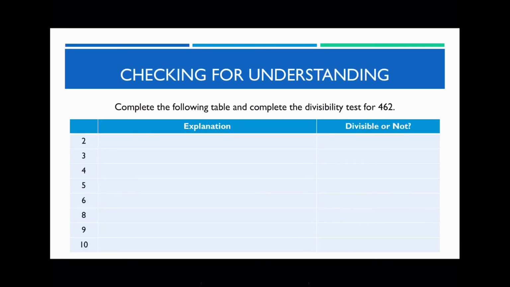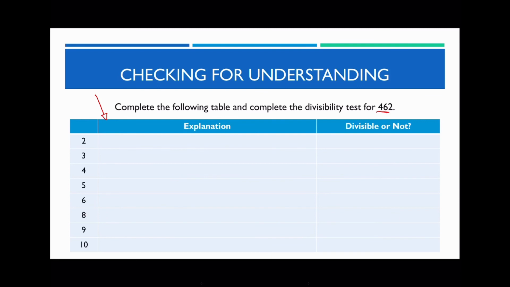Alright, again, what I'd like you to do is please pause this video right now and copy down this particular table inside your exercise book and complete this. This should take you about 5 to 10 minutes. You need to provide an explanation as to why the number 2 is either divisible or not divisible for the number 462. So please pause the video right now and then compare your answers with mine.